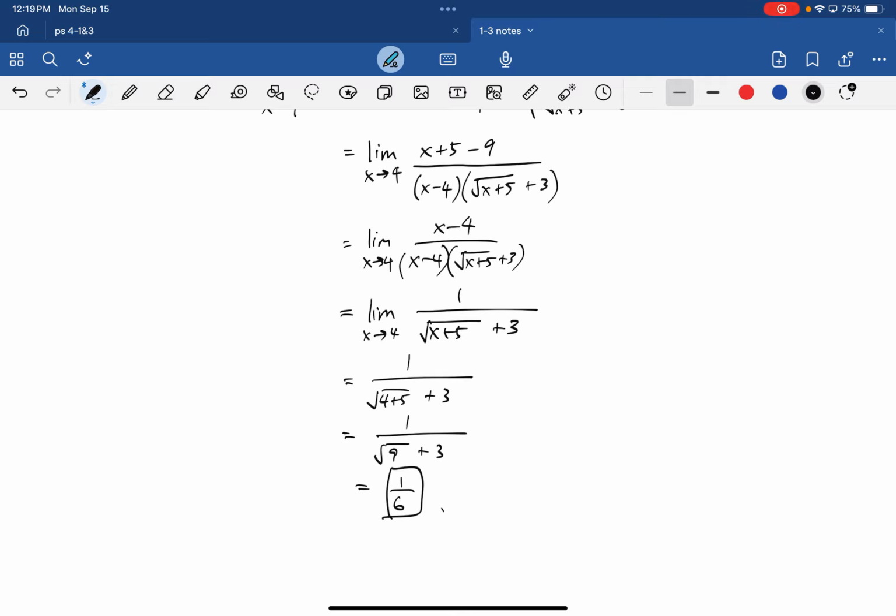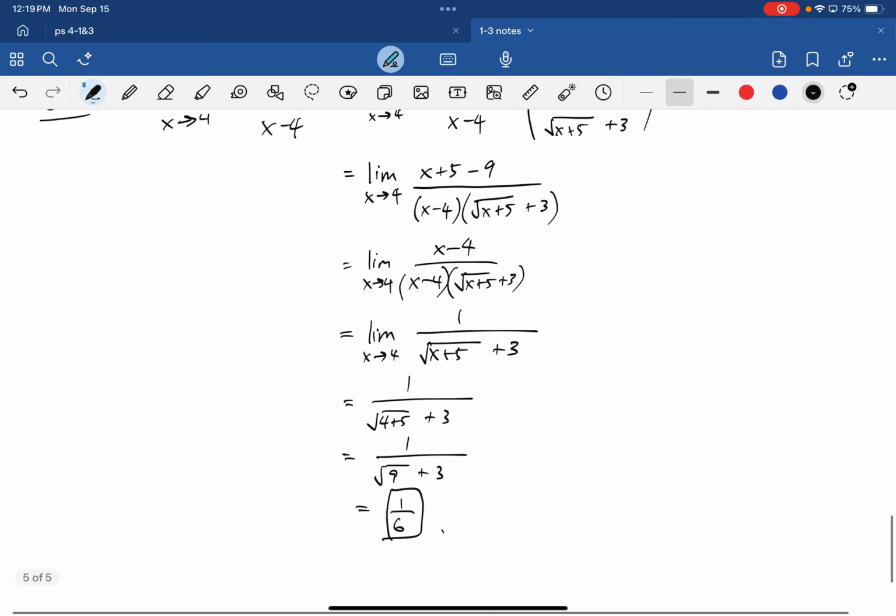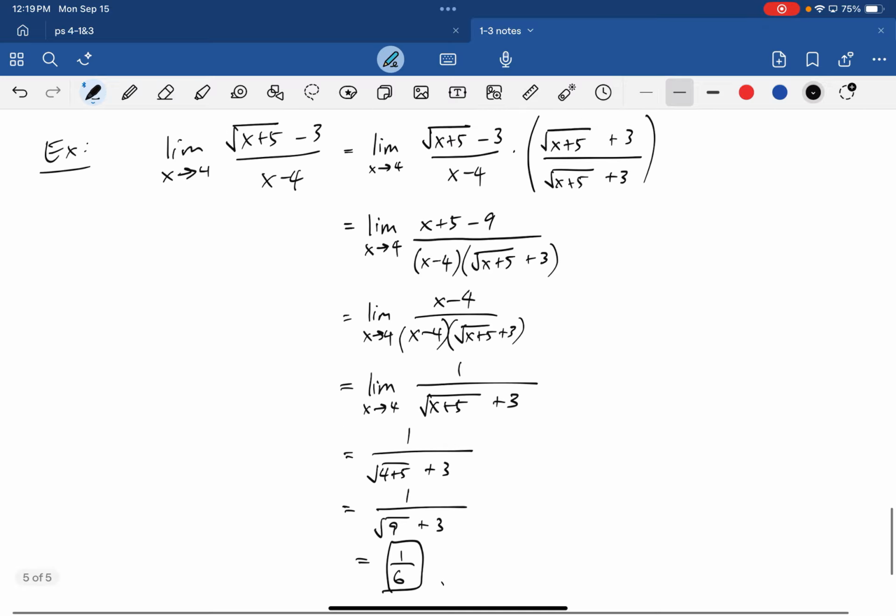How'd you do the denominator on the third line? Which one? The x minus 4, the one in parentheses, the square root of x plus 5 plus 3, below that one. How'd you get the denominator? Here? Yeah, that one, how'd you get the denominator there to the one below? Oh, okay. All I did was I canceled out these two terms. Right?